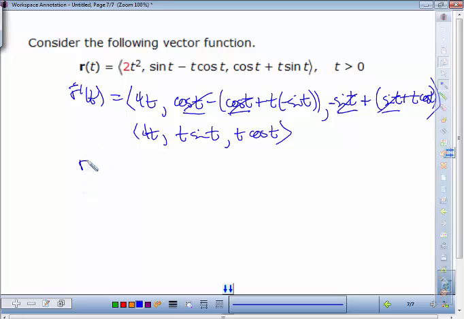The second derivative, r double prime of t. The derivative of this is 4. This is a product rule: derivative of the first times the second plus the first times the derivative of the second. And here, same thing, derivative of the first times the second plus the first times the derivative of the second, which is a negative sine t.